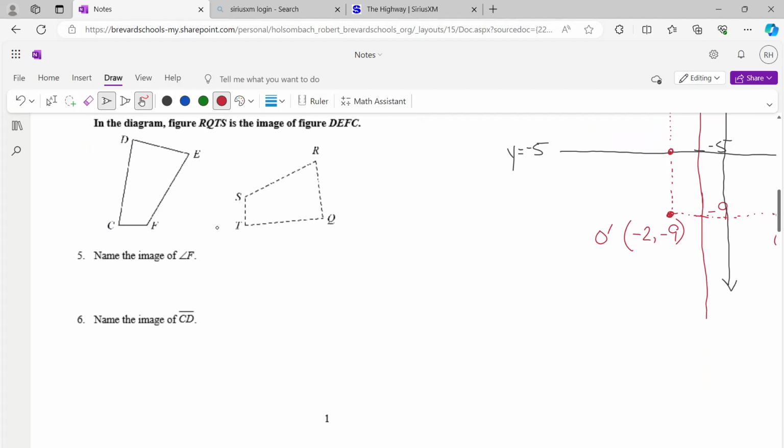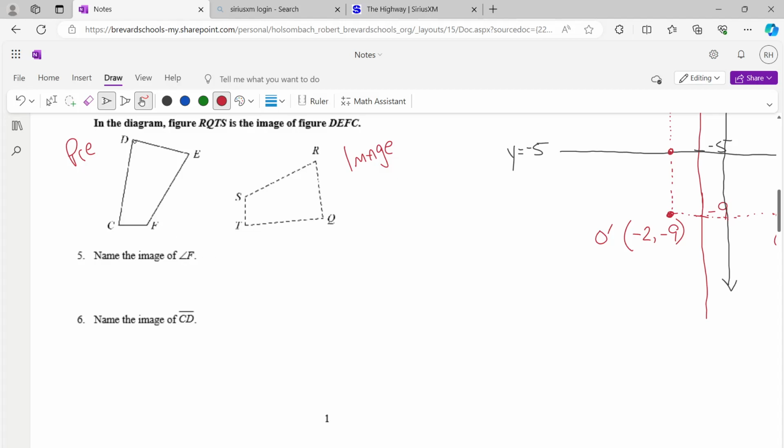Okay, in this problem, in the diagram, figure RQTS is the image of figure DEFC. So this is our image. Now, when you're doing these translations, in this case, you can't use this description, all right? Because the first question, problem number 5, says name the image of F. Well, the image of F, if you look at the description, is not going to be T.